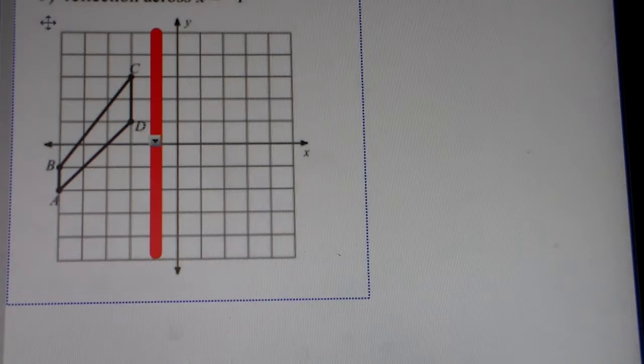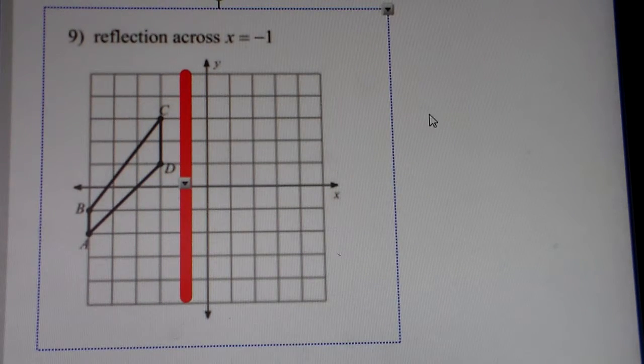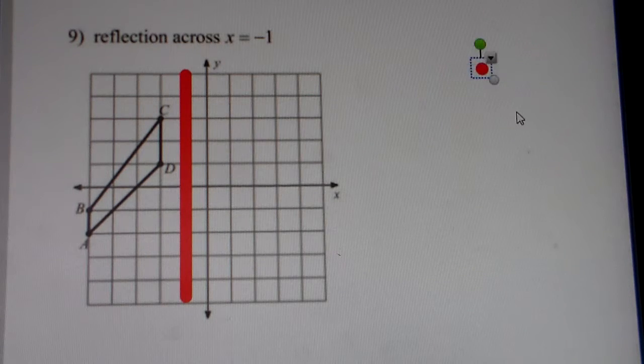Number 9, we got to reflect across the x equals negative 1 line. So in red, I drew out the x equals negative 1 line. It's a vertical line at negative 1. C is 1 to the left, so you got to plot a point 1 to the right. D is 1 to the left, so you plot 1 to the right. A is 4 to the left, so we got to go 4 to the right. And B is 4 to the left, so we got to go 4 to the right. That's where my B prime will be.